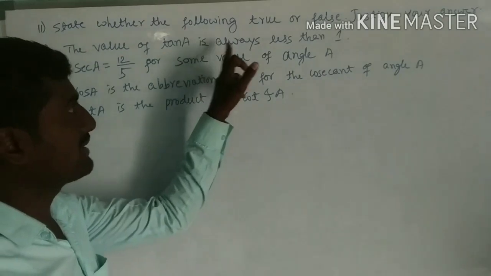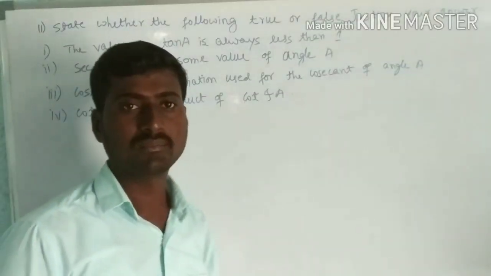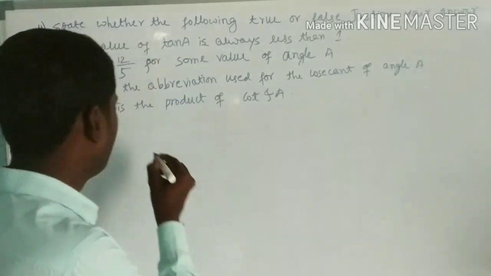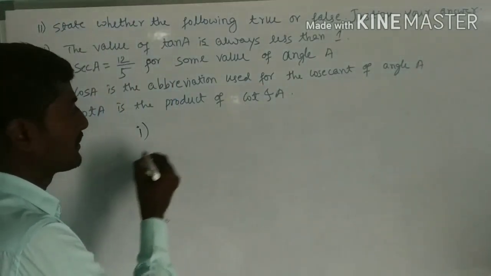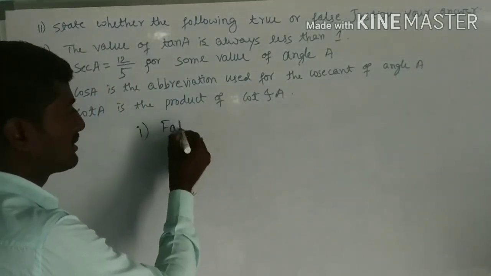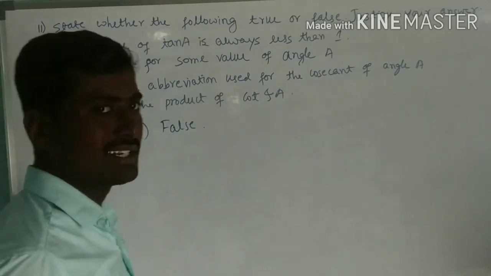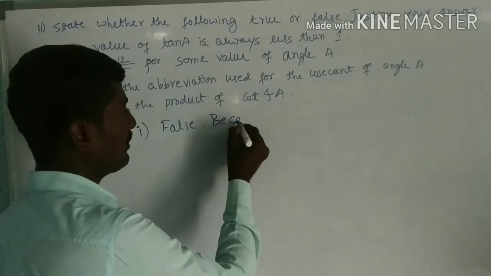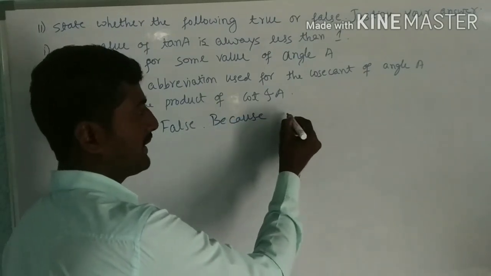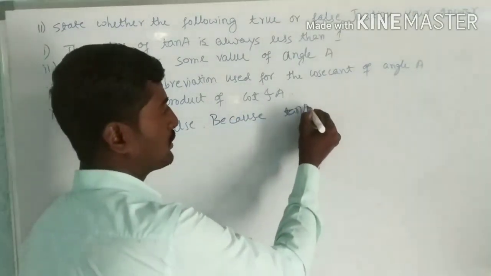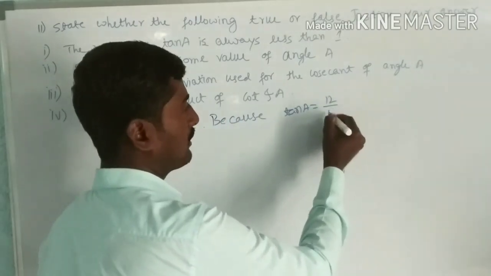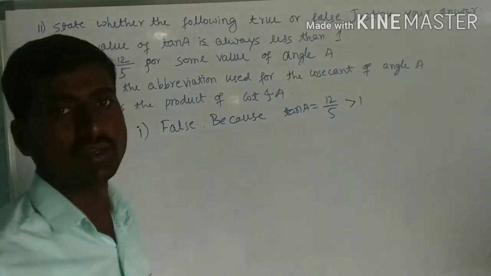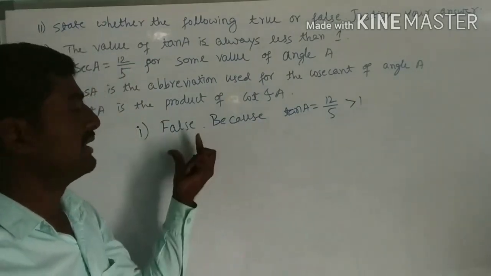The value of tan A is always less than 1, whether it is true or false. Let us give the solution. First one, I will write directly false. Now I will give the reason. You will come to know. Because if I take tan A is equal to 12 divided by 5, this value is greater than 1. So that it is false.